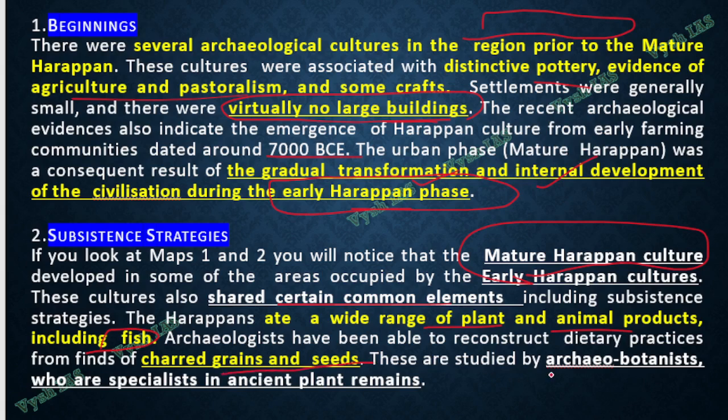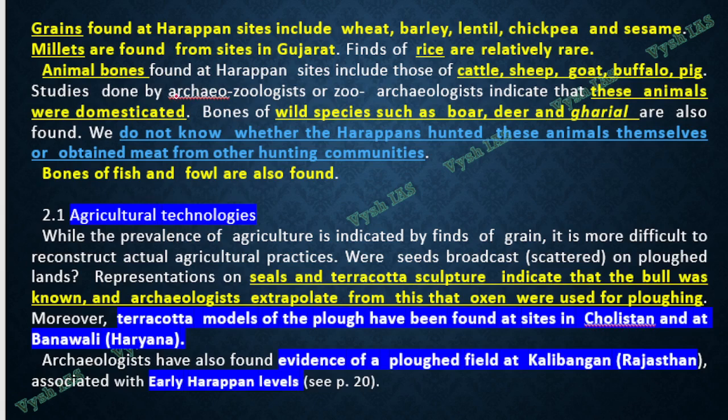Then there are these terminologies you have to know, like archaeobotanist, meaning people who study ancient plant remains. Similarly, there will be the archaeozoologist, who studies ancient animal remains. In the next slide itself it will be there. Again, as I told you, in your notes where you are making that table, you have to note down all this: the grains found at which locations, or which grains they consumed.